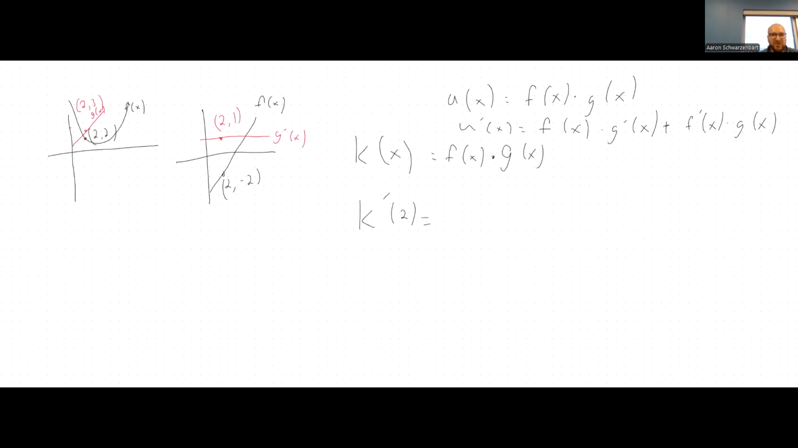That'll be f of 2 times g prime of 2 plus f prime of 2 times g of 2. That makes sense so far? So now I just need to look at the graph and get f of 2. That's 2. G prime of 2 is 1. Remember, I'm getting the y coordinates from these. F prime of 2 is negative 2. G of 2 is 3. This is 2 plus negative 6, which is negative 4.